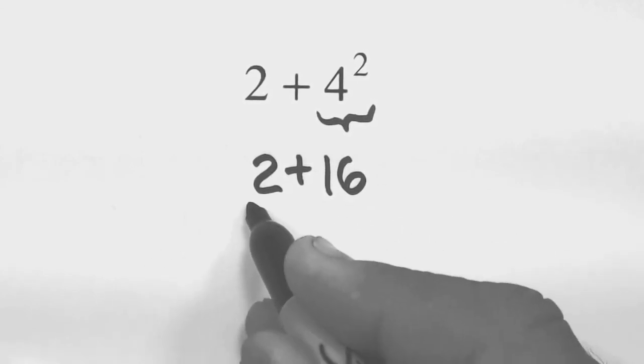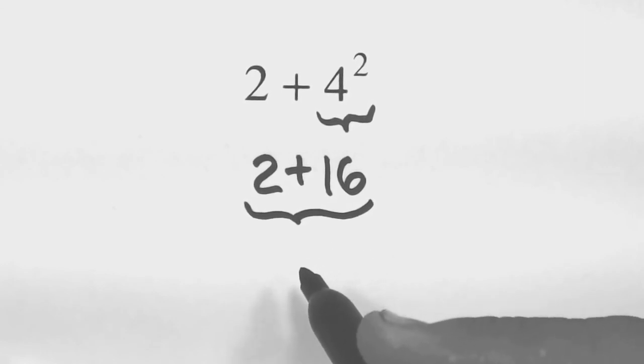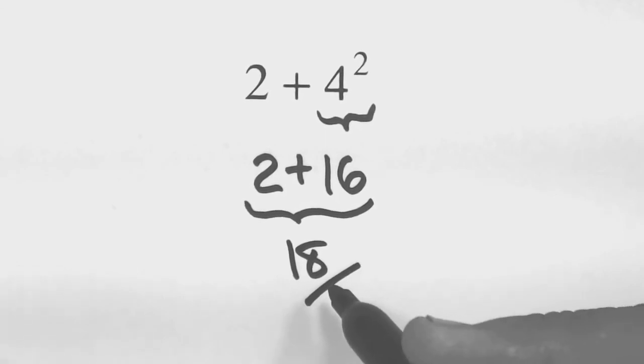Now, of course, there's only one thing left to do, and when you only have one thing, again, you don't need the order of operations. 2 plus 16 gives the final answer, being 18.